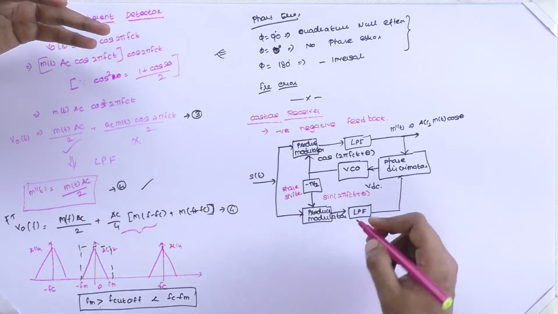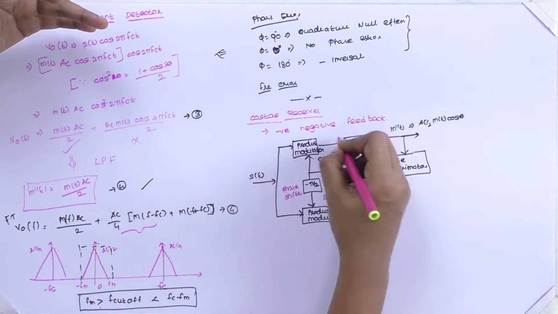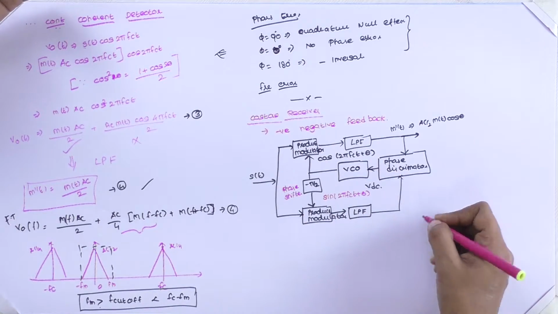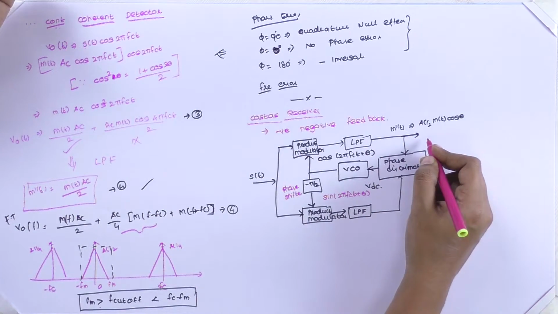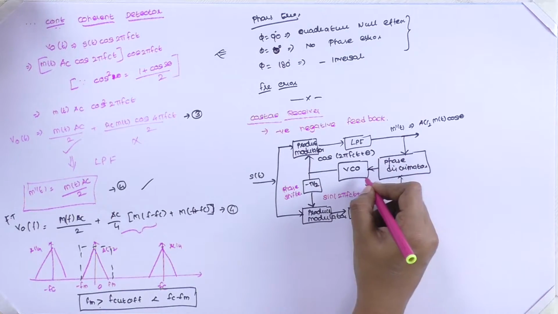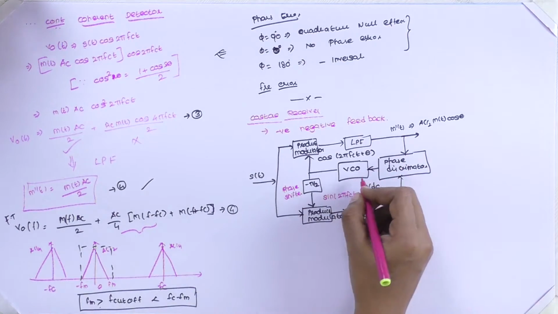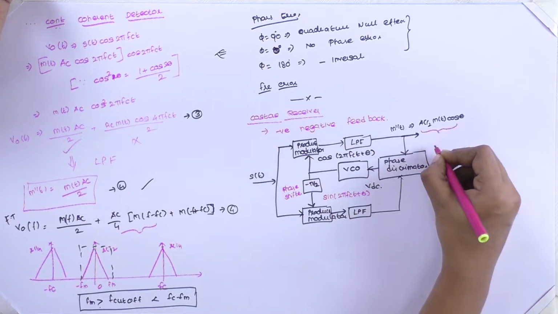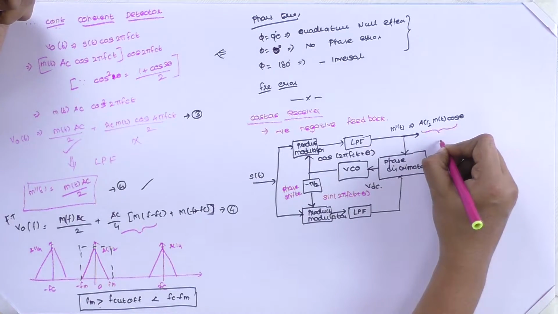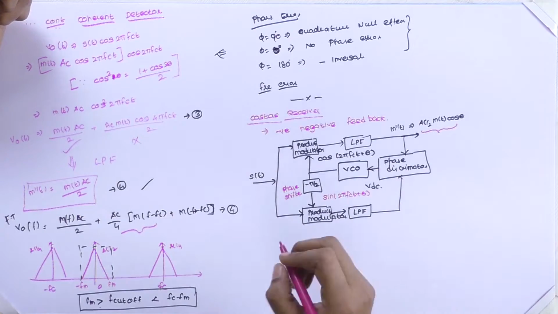It will apply to the product modulator. The resultant from both product modulators is applied to the low pass filter. Then if we have any frequency or phase deviation, that will be passed through the phase discriminator, which will nullify the phase difference. Therefore, our output signal will get the message signal after suppressing the carrier.